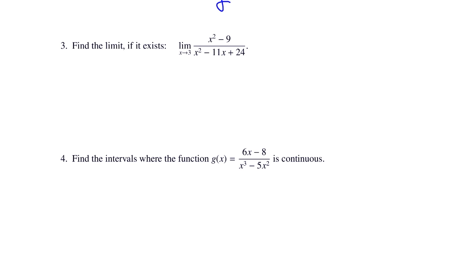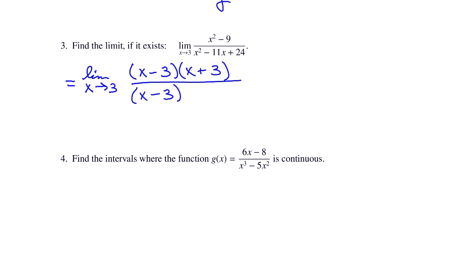Question 3. Find the limit if it exists. So first, notice that if you try to evaluate when x goes to 3, you get a 0 in the denominator. That tells us we need to factor. So the limit as x goes to 3. The numerator factors by the difference of two squares. So it's x minus 3 times x plus 3. The denominator factors by x minus 3 and x minus 8.